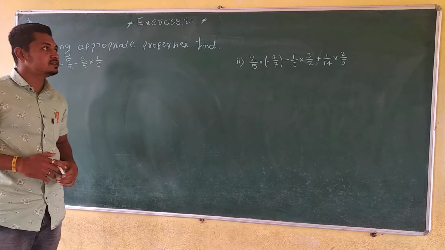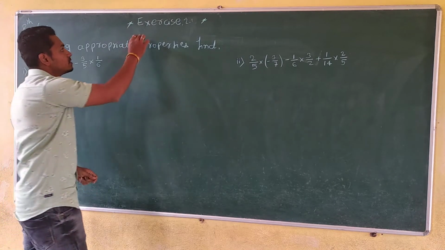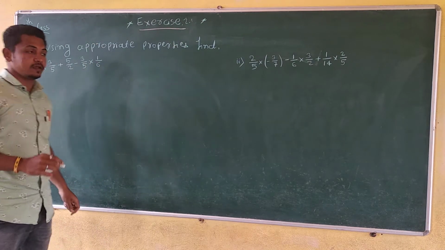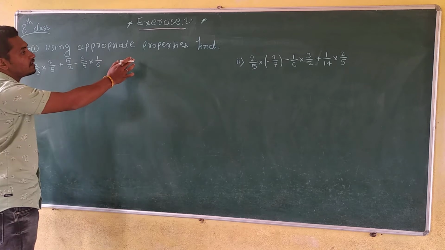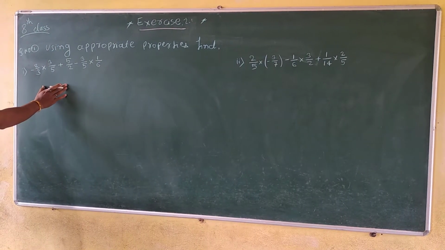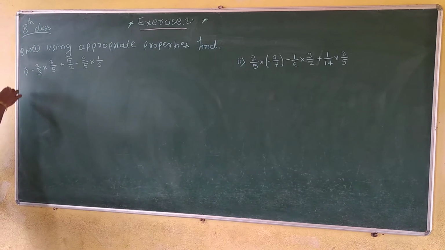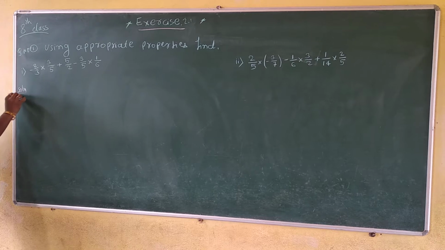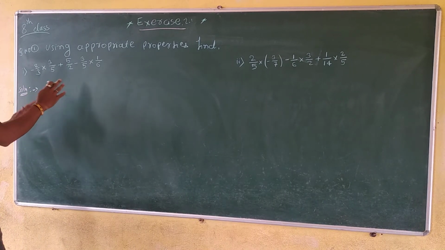So hello my dear students, today in this class we have to discuss how to solve exercise number 2.1. This is the first question: using appropriate properties, find this solution. See here, first one. Solution. First observe this.